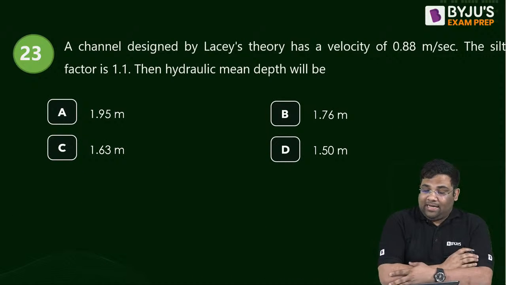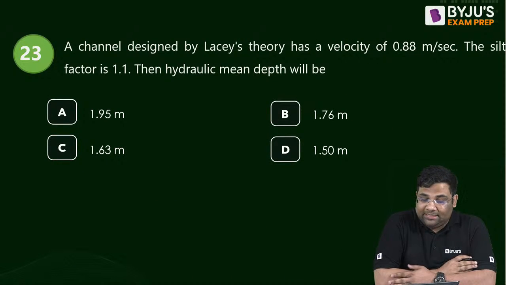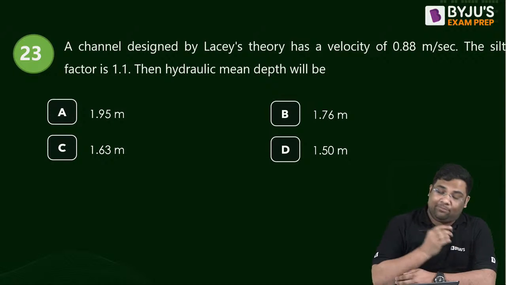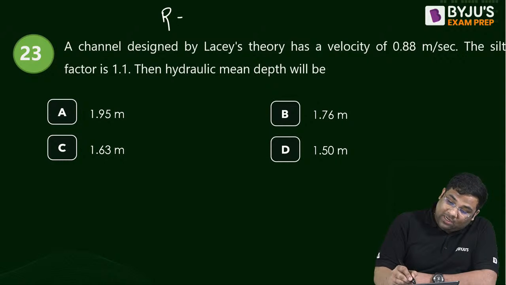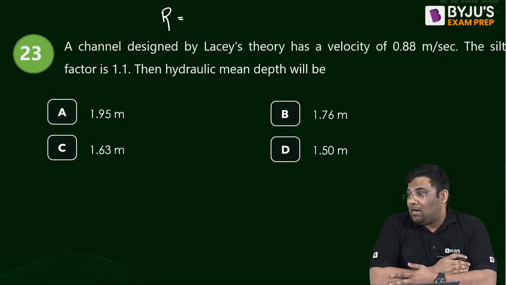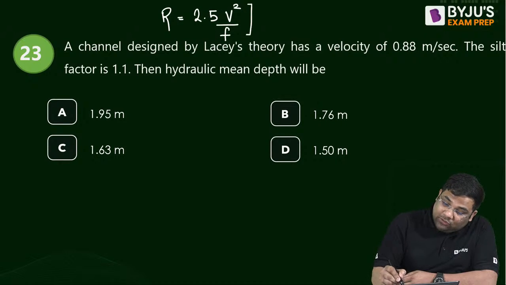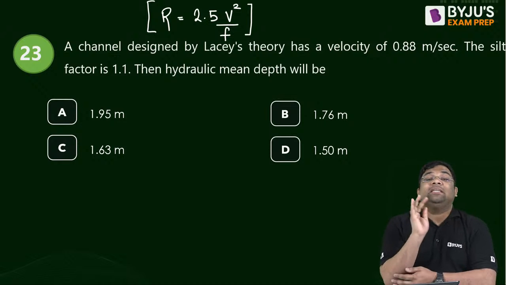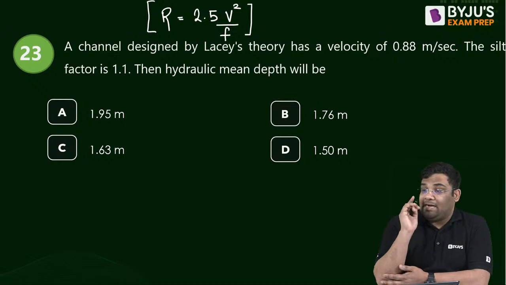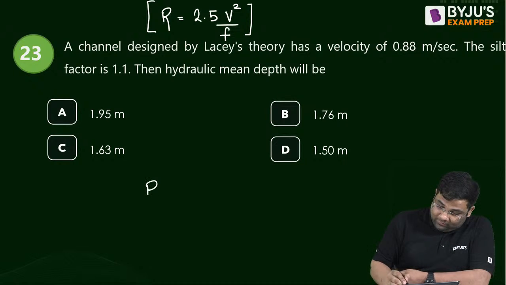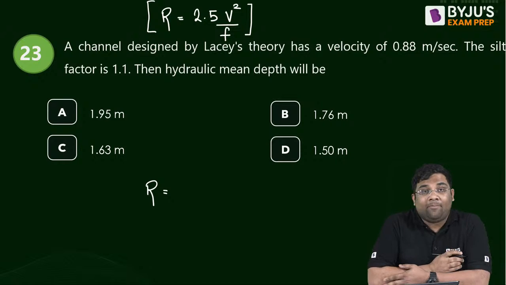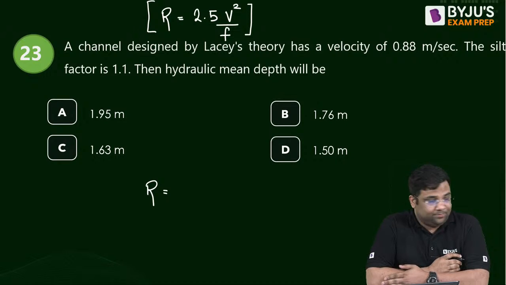Next is Lacey's theory, which has velocity, silt factor, hydraulic mean depth. R is equal to what? The empirical formula is 2.5 V square by F. Lacey's theory formulas can be easily solved, you should remember them. Now tell me the right answer to this. Come on, quickly, we are going a little late.